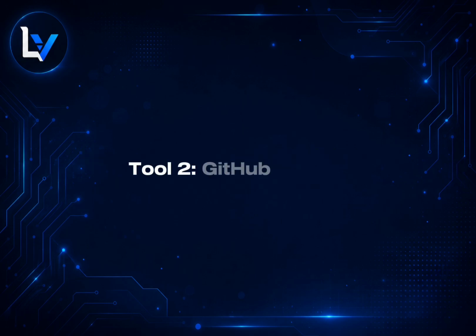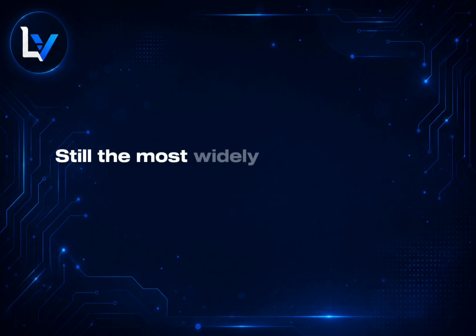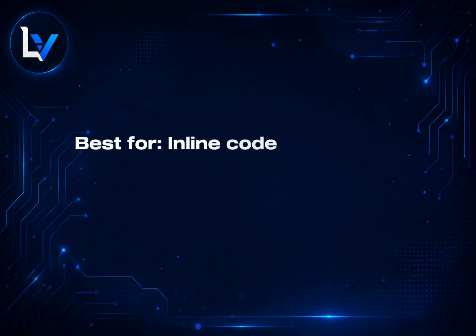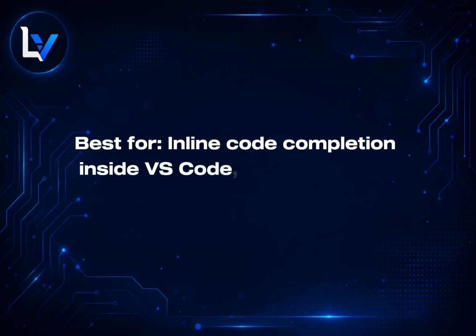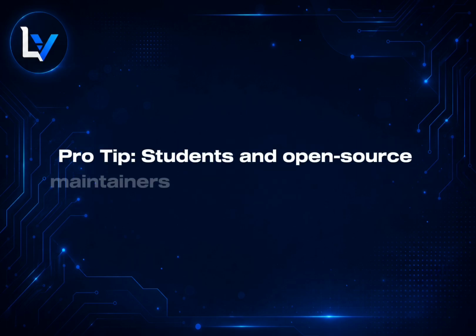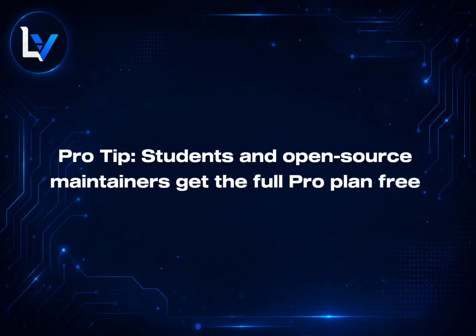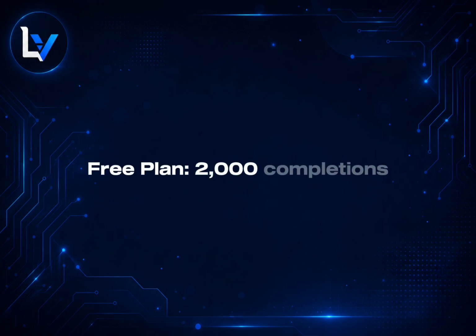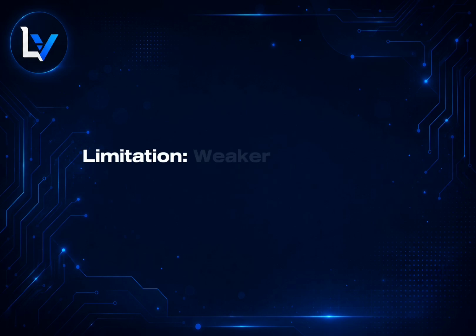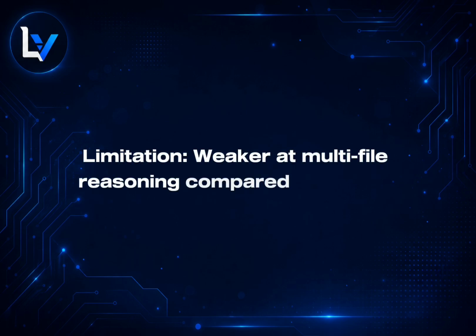Tool 2. GitHub Copilot. Still the most widely used AI coding assistant. Best for inline code completion inside VS Code, JetBrains, and Neovim. Pro tip, students and open source maintainers get the full Pro plan free. Free plan, 2,000 completions, plus 50 chat messages per month. Limitation, weaker at multi-file reasoning compared to Cursor.